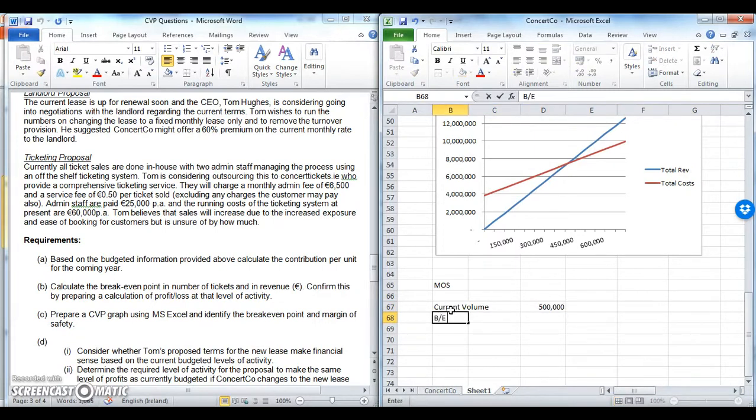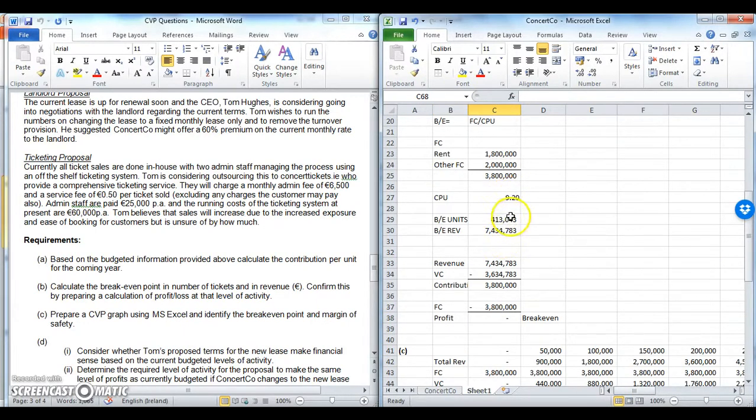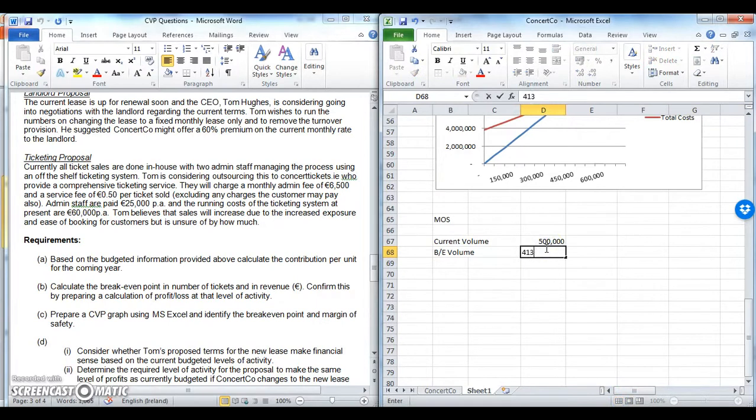Your break-even volume is 413,043. Therefore, your margin of safety in units is 86, so about 87,000. Your margin of safety in percentage terms is 86 or 87 over 500. So that means, and it's important to understand what it means in English, that sales can fall by 17% before you break even.